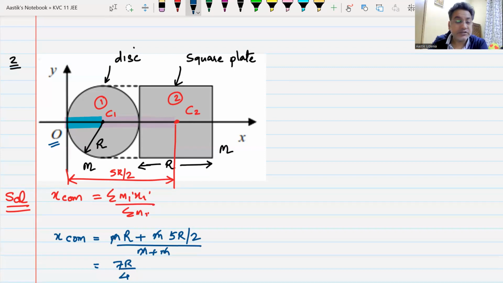What is the y position of the center of mass? If you understand, then tell me. 0, sir. So you don't have to find out because it is symmetrical. The y position is 0, sir. So you had to only find out the x position, and the x position of center of mass is 3r by 2. Do we understand this, sir, or bye-bye, sir?